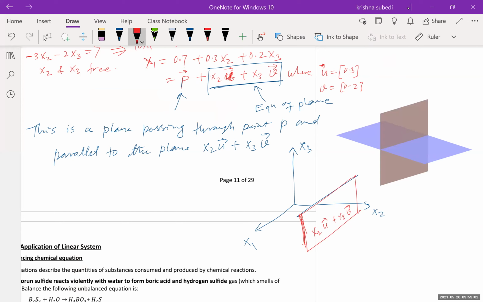Now, when I shift this plane by P units as a P vector, let's say this is my vector P. Okay, this is vector P right there. Now, what happens is that the plane is passing through this point P and parallel to this plane. So that means the plane will be this one. This plane is parallel to this and passing through P, so it means it's shifted by P units.